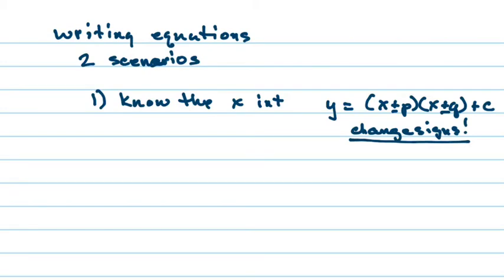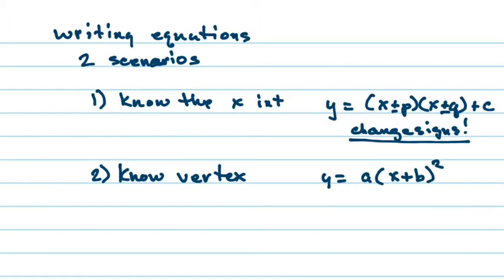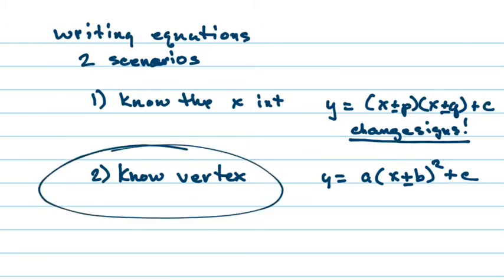Okay? And the second one is when you know the vertex. And that's the one you use that y equals a times (x plus b) squared, and again it's plus or minus, plus c. Right? Two different forms, and which one you use is going to be dependent upon the type of information that you can find from the equation. This one's the easiest, but this one's not bad either. Okay? Now remember, I forgot to put the a there.